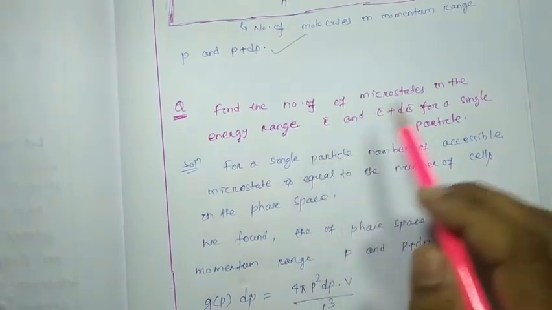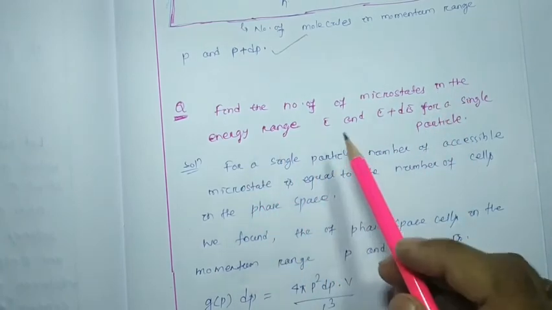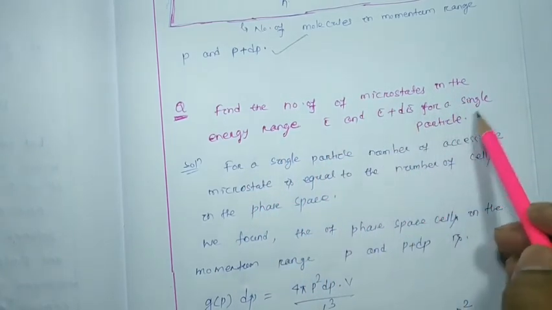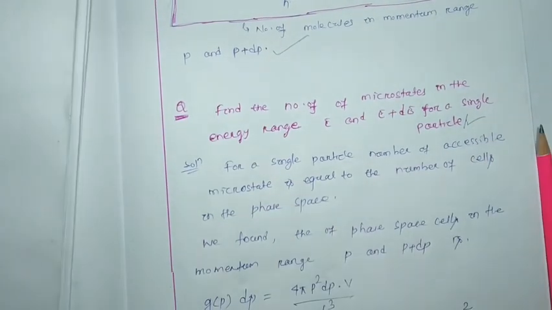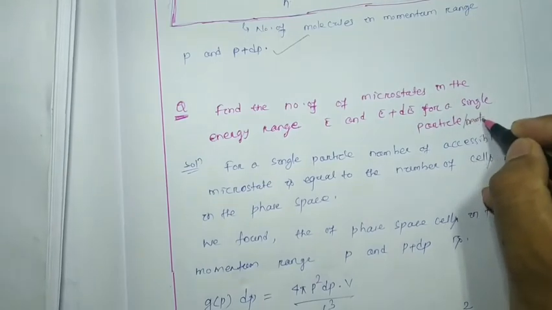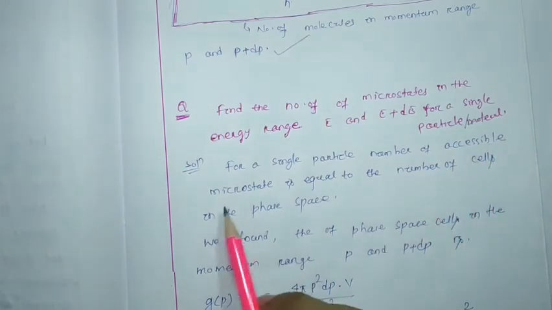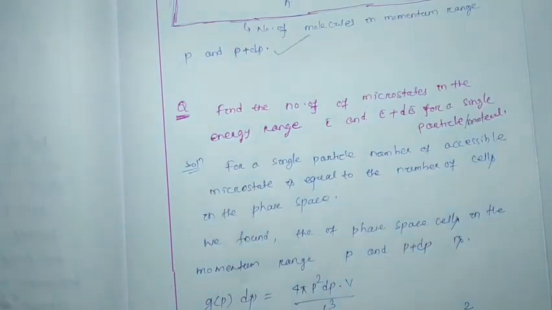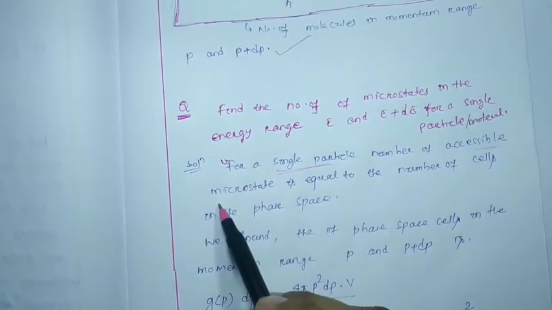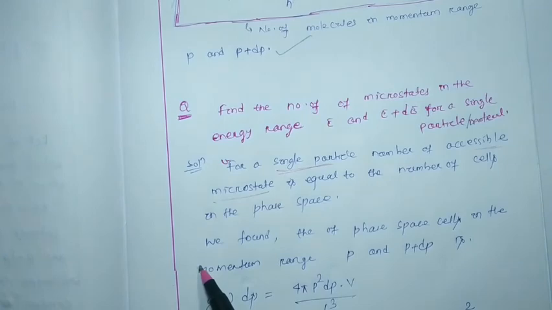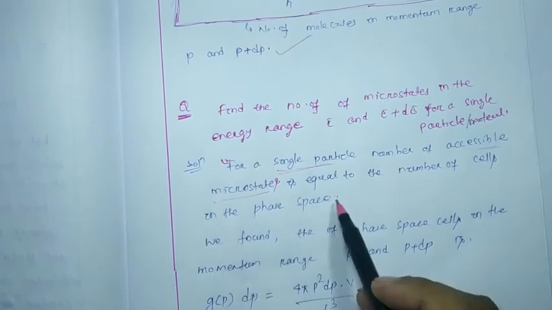You just follow it. That is, find the number of microstates in the range E and E plus dE for a single particle, or a single molecule. So for a single particle, this is the statement that you have to consider: the number of accessible microstates is equal to the number of cells in the phase space.